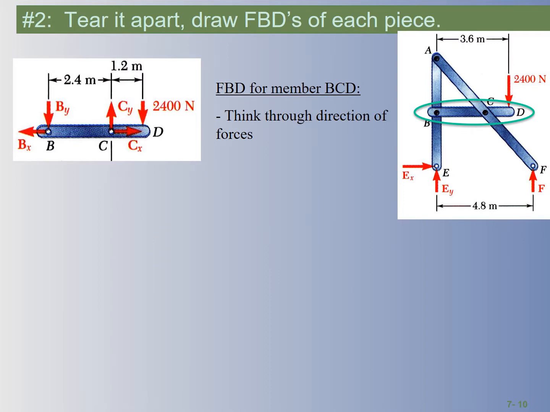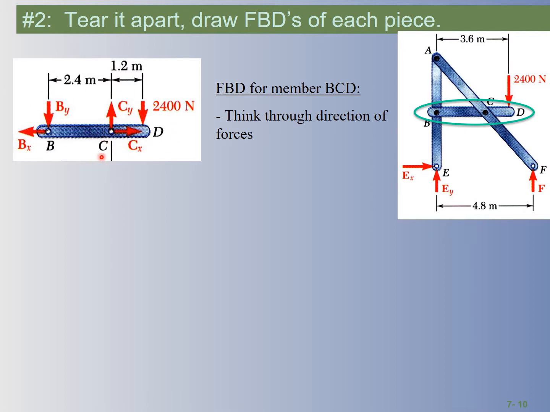Okay, so now that we have the external forces, we're going to start drawing free body diagrams of each individual piece of it. Okay, so let's start with B, C, D. How many unknowns do we have on this? This is not a two-force member, so we do not know the direction. So that means we have two unknowns, BX and BY, CX and CY. Two unknowns at each of these, 4 unknowns.